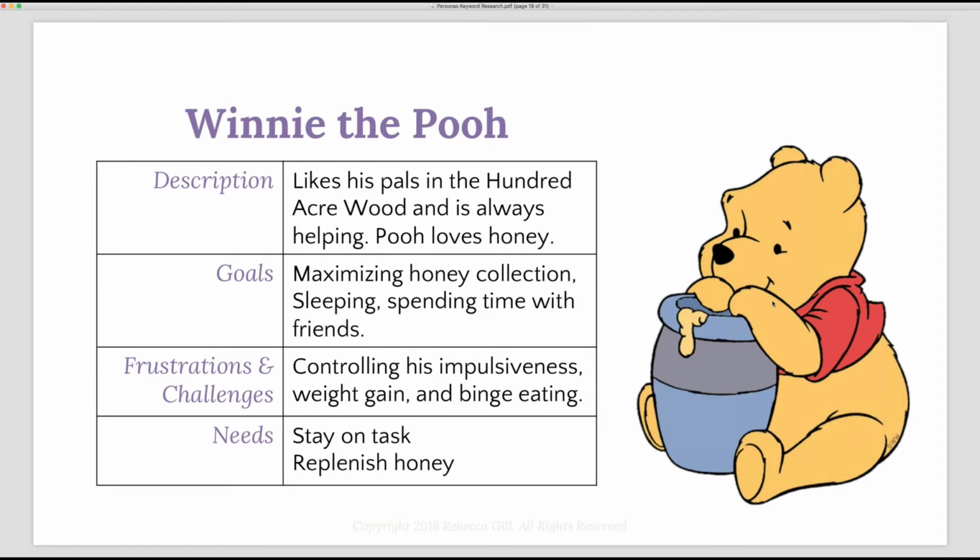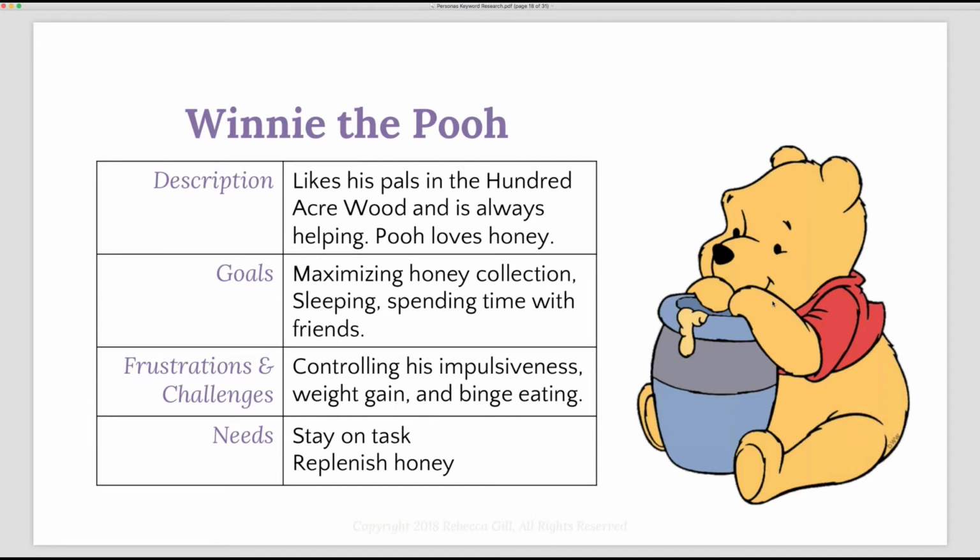So Winnie the Pooh, you would think that he's just pretty normal, right? Well, let's dig into him a little bit and you'll find out he's not so normal. He likes his pals in the 100-acre woods, and he's always wanting to help people. He's just always willing to jump in and help. He also loves honey. What are his goals? Well, he wants to maximize his honey collection because that's all he ever thinks and talks about. Sleeping is important to him, and spending time with his friends because his friends are super important to him.